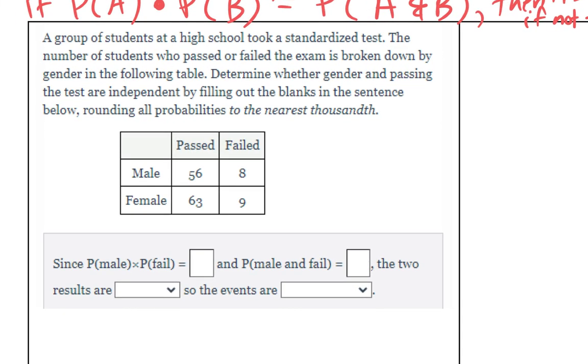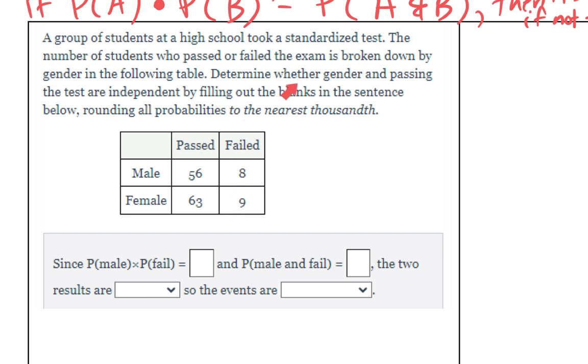It says, a group of students at a high school took a standardized test. The number of students who passed or failed the exam is broken down by gender in the following table. So the gender, of course, is either male or female in this table. So we have males, 56 of them passed, 8 of them failed. Okay, in the females, 63 passed, and 9 failed.